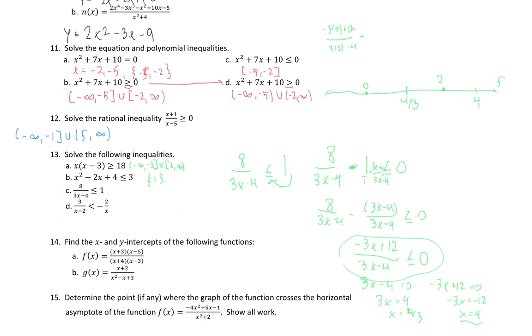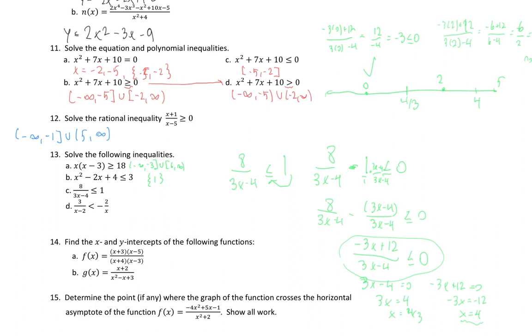Which is just going to get us 0 plus 12 over 0 minus 4, and that gets you minus 3. And that is true, so we can include below 4 thirds. Let's see if we can include 2. So we do minus 3 times 2 plus 12 over 3 times 2 minus 4. Well, that's going to get us minus 6 plus 12 over 6 minus 4, which is going to be positive 6 over positive 2, which is just 3.